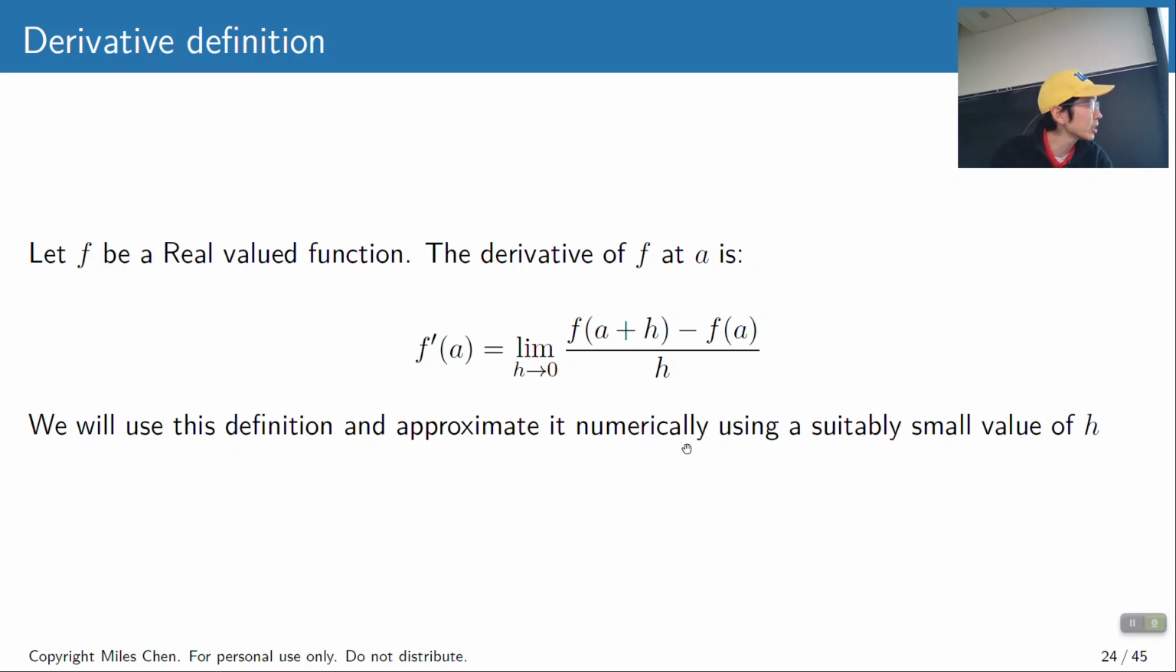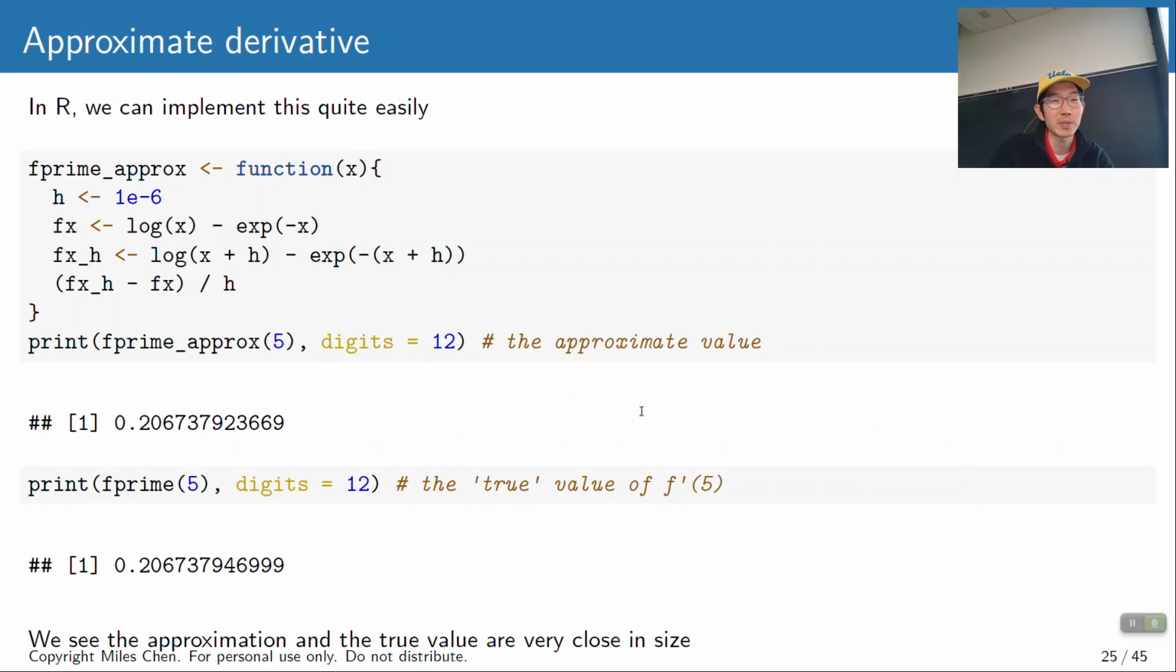Okay, and so we're going to basically use this, but we'll not use h equal to 0. We'll set h to be some small value, like 10 to the minus 5 or 10 to the minus 6, and we'll approximate the derivative like this.